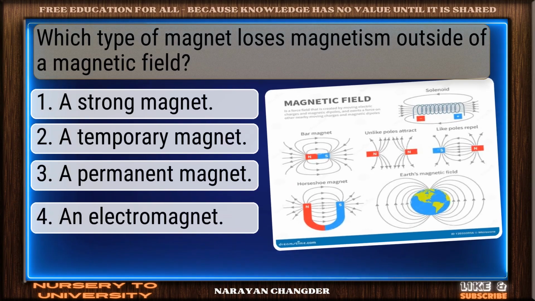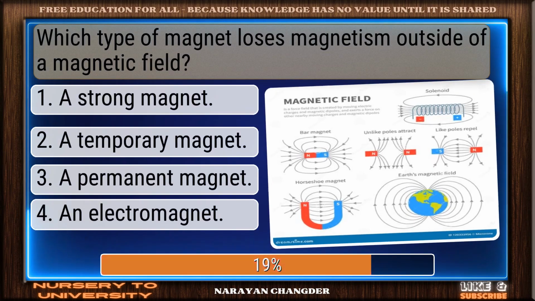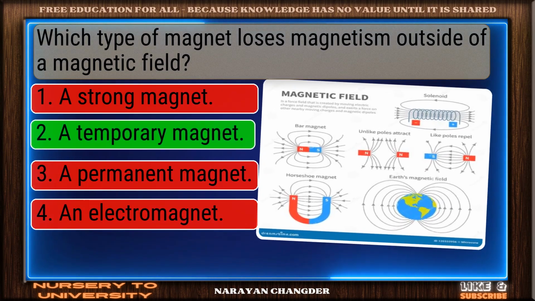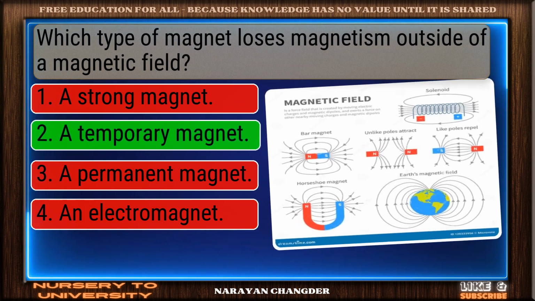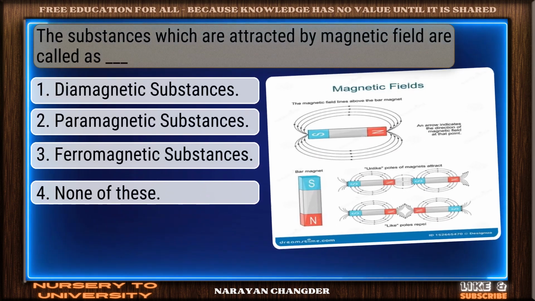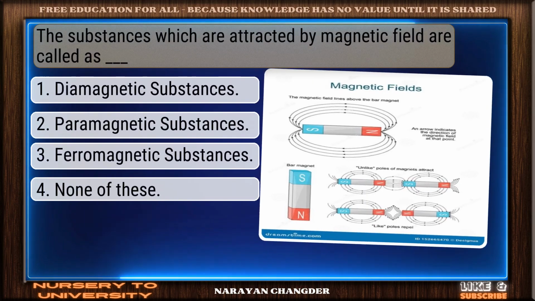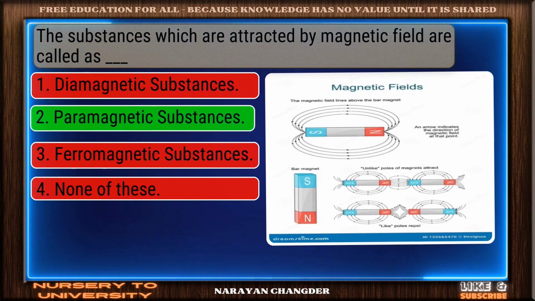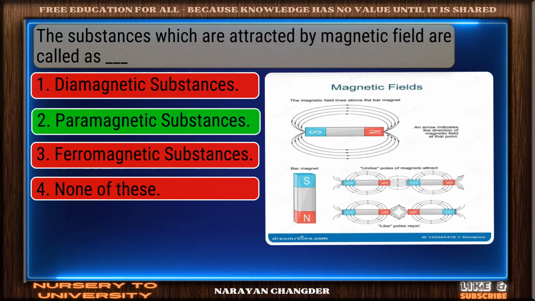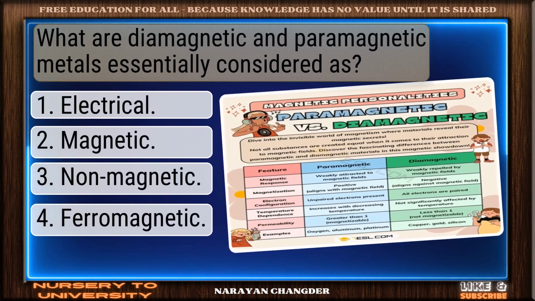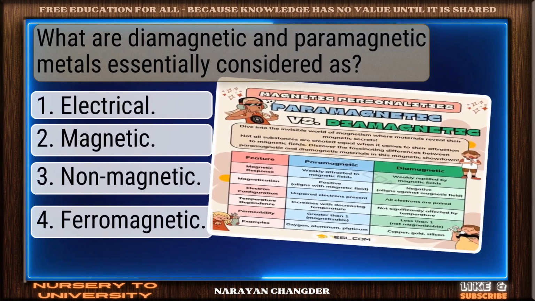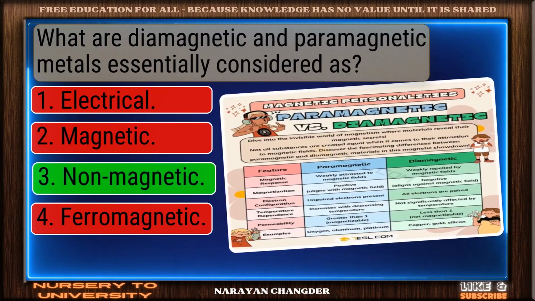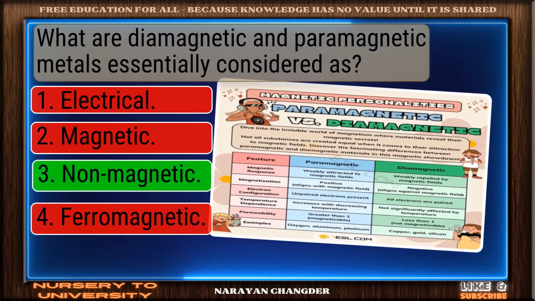Which type of magnet loses magnetism outside of a magnetic field? You're right. A temporary magnet is the correct answer. The substances which are attracted by magnetic field are called as dash. Right choice. Paramagnetic substances is the best answer. What are diamagnetic and paramagnetic metals essentially considered as? On track. Non-magnetic is the correct answer.